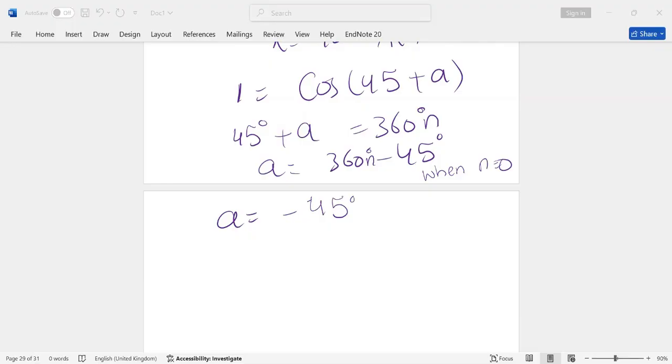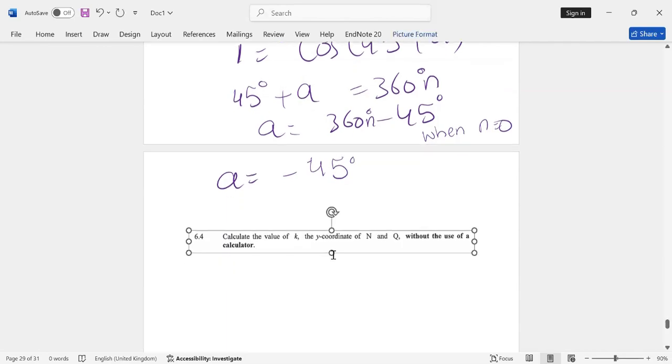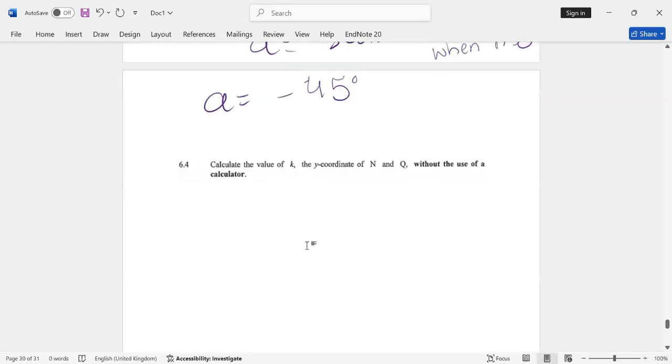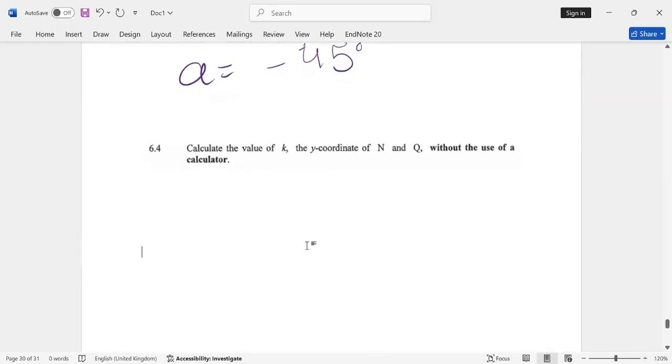Moving to the next question, which is 6.4. Calculate the value of k, the y-coordinate of N, and Q without the use of the calculator. So we have to calculate the value of k.